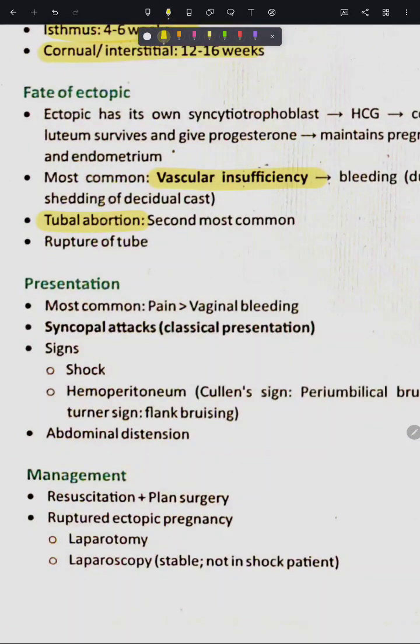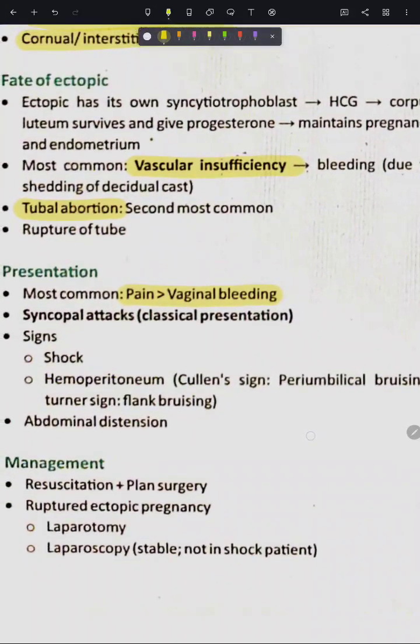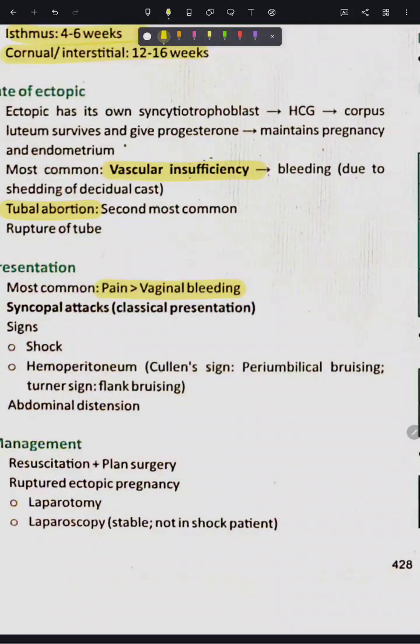Presentation most commonly is pain, then vaginal bleeding. Syncopal attacks are a classical presentation. Signs: shock, hemoperitoneum, Cullen sign, periumbilical bruising, Turner sign, flank bruising.